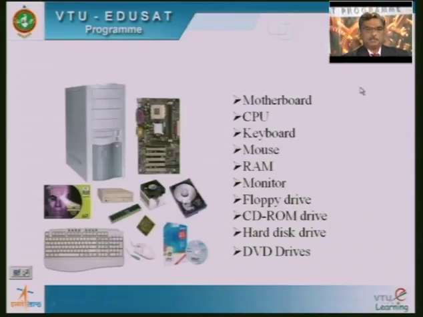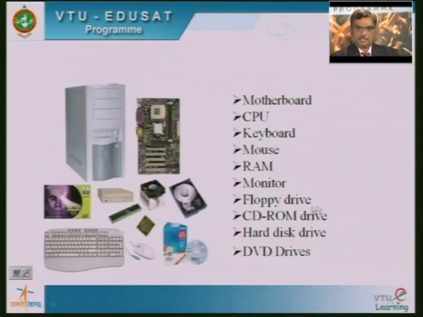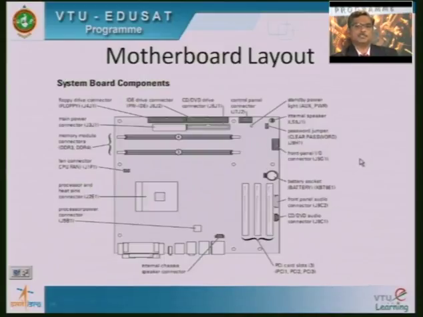So when you see this picture, you can see all these components: the motherboard, CPU, keyboard, the mouse, RAM, monitor, floppy drive, CD-ROM drive, hard disk drive, as well as DVD drives. So these are all essential hardware components in any computer system.